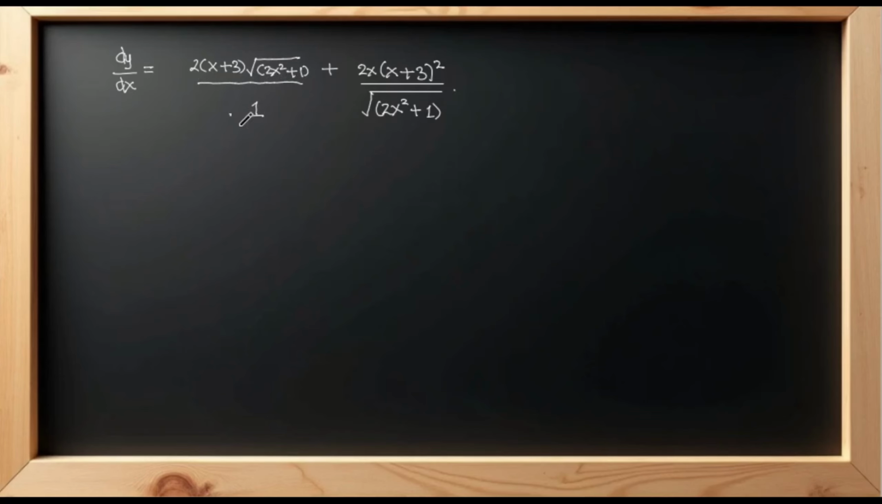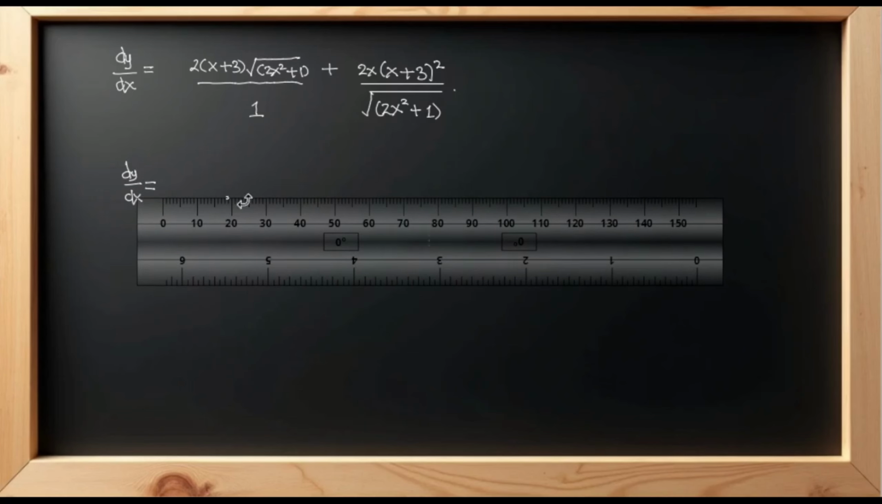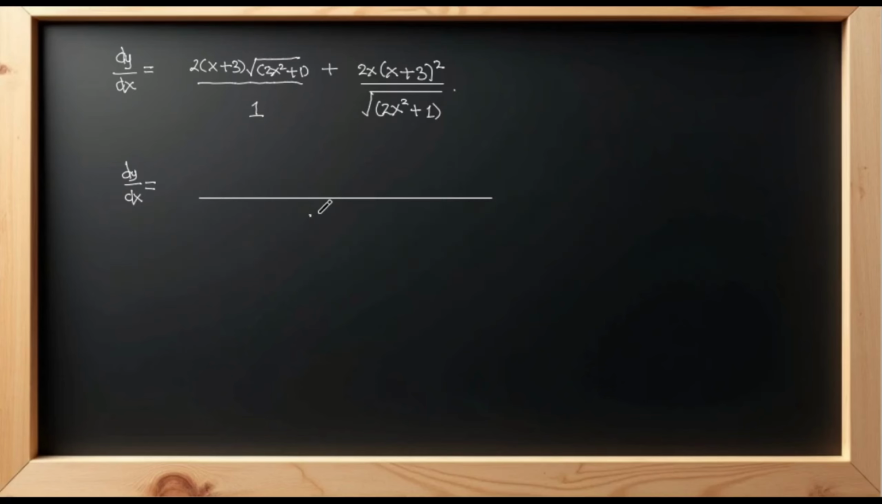So here we notice this first number can be written with denominator 1, and we can get the LCM of 1 and the square root of 2x squared plus 1. So this brings us to the next step, where we have our dy by dx given by drawing a division sign here and putting in our denominator, which this time is our LCM. So the LCM here is the square root of 2x squared plus 1.